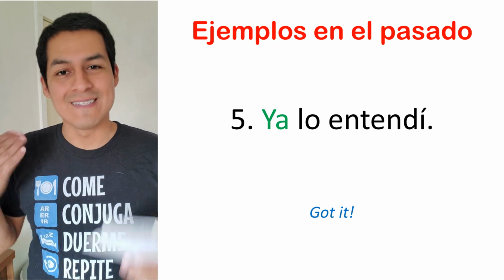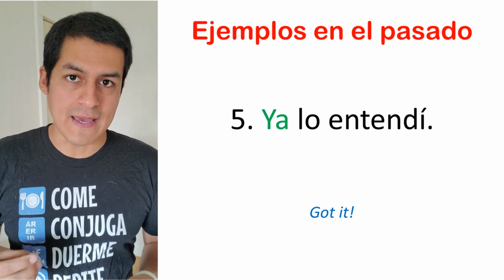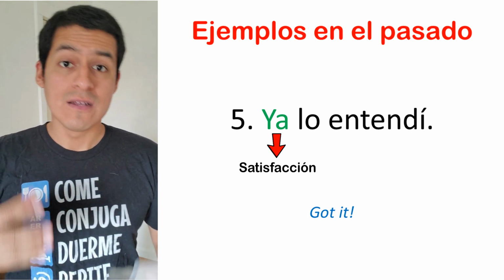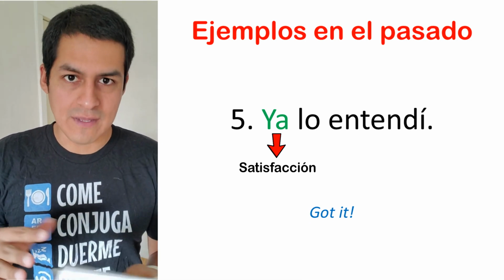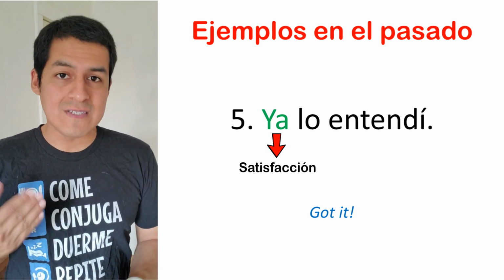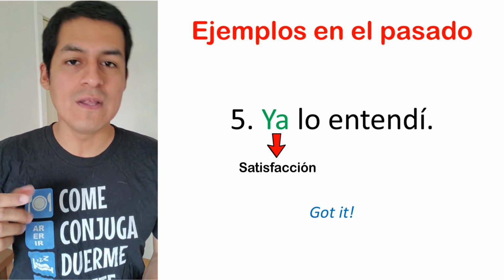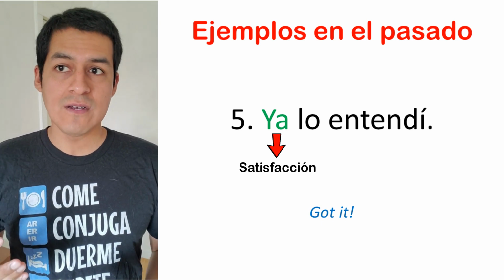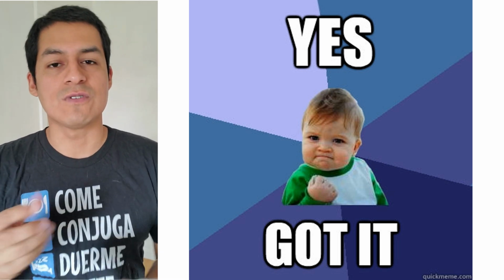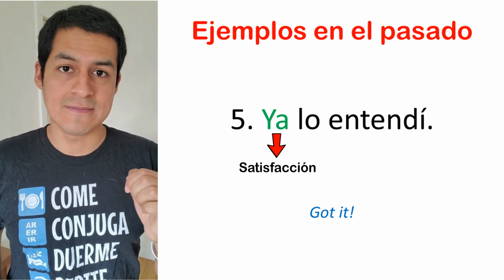Ejemplo 5. Ya lo entendí. In this specific case, the word ya is only adding the emotion of satisfaction to the sentence. I could say lo entendí, and it makes perfect sense. I got it. If I add the word ya, it doesn't add the already sense. It only adds the emotion of satisfaction. Ya lo entendí, like finally I got it. Yes, right? That emotion is what the word ya is adding in this specific case.